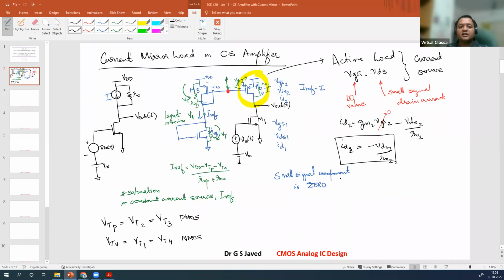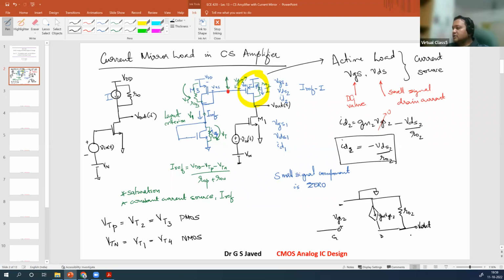How does a small signal circuit look now in this particular condition? The small signal model of this PMOS device will look like a 3-terminal device. Source is connected to ground, gate and drain. So at the gate you have VGS2, with a positive sign at the gate and negative sign at the source. And at the drain you have GM-VGS. Current is flowing this way. GM-VGS2, RO2, and the output is here.